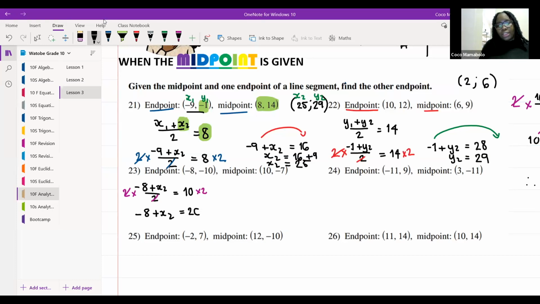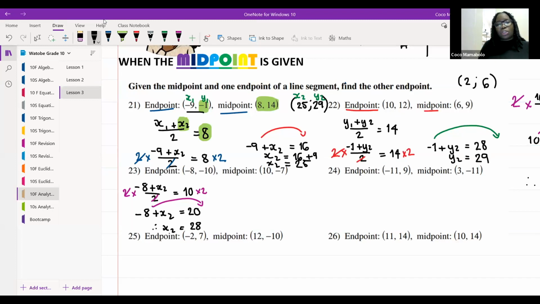Good. All right. And then my last step. You're going to move negative 8 to the other side, and it's going to change into positive 8. Good. Therefore, x2 will be equal to how much? It's going to be equal to 28.